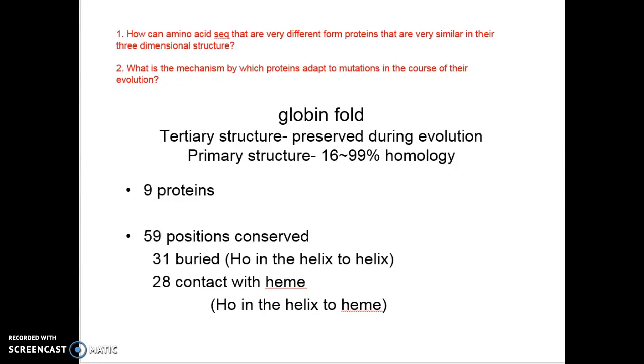Globin proteins are pretty good to answer those basic, important questions. At the time, 9 proteins were compared for their primary structure and tertiary structures. As I told you, their tertiary structures are highly conserved during evolution, while their primary structures are pretty much buried. So this is the conclusion.